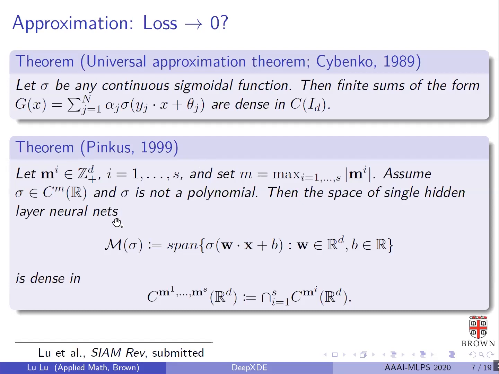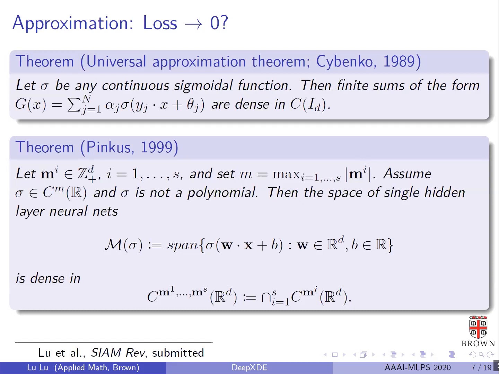Basically, this theorem shows that the network can not only be used to approximate a function, it can also be used to approximate the partial derivatives of the function simultaneously. So this theory is much more powerful than the standard universal approximation theorem. So this is the first question.